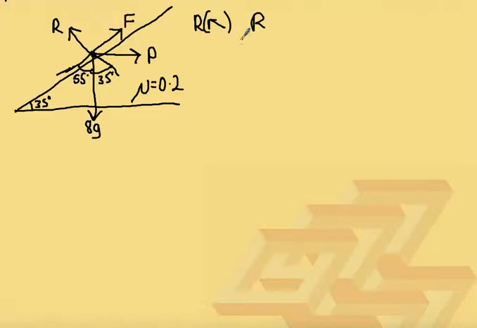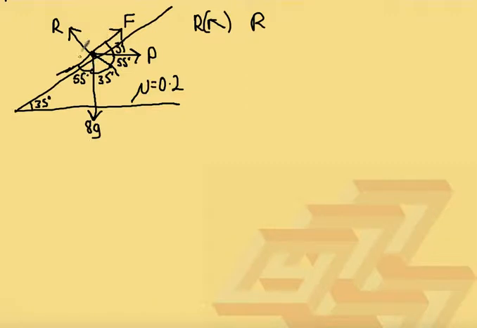So perpendicular to the plane I have the reaction. Actually, what we're missing on this diagram is I should just go around and complete all the angles. So that's 55 degrees because we know that that's a 90-degree angle. And this is 35 degrees because that's also a 90-degree angle.